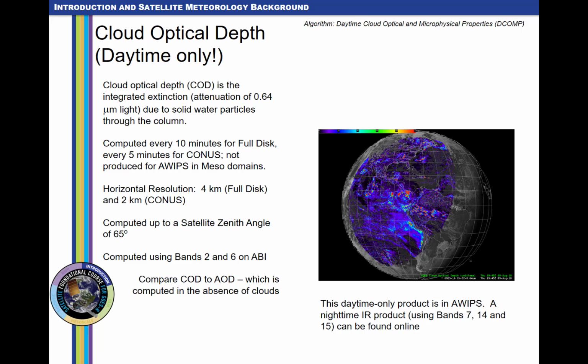The algorithm also requires cloud mask, cloud phase, and cloud height as inputs. The product is similar to the aerosol optical depth that is computed in the absence of clouds, and it's used to estimate cloud thickness, icing threats, and precipitation. Cloud optical depth at night is infrared only. Horizontal resolution is 4 km for full disk and 2 km for CONUS, and it's not computed for a satellite zenith angle exceeding 65 degrees.